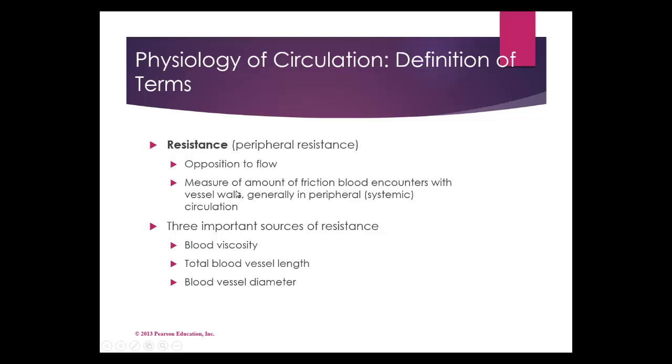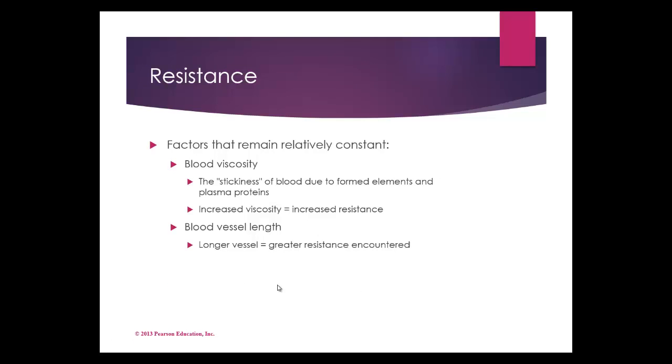And we can typically see three different important sources of resistance. One would be how thick the blood is. We call that blood viscosity. The thicker the blood, the more resistance to flow we're going to see. Total blood vessel length. Depending on the length of those blood vessels, that's going to determine resistance of flow. So shorter vessels have less resistance to flow than longer vessels. And blood vessel diameter. Obviously, the larger the diameter, the less resistance to flow we're going to see. So factors that remain pretty constant in a typical patient.